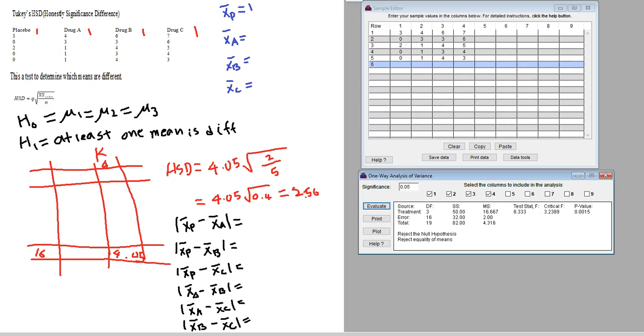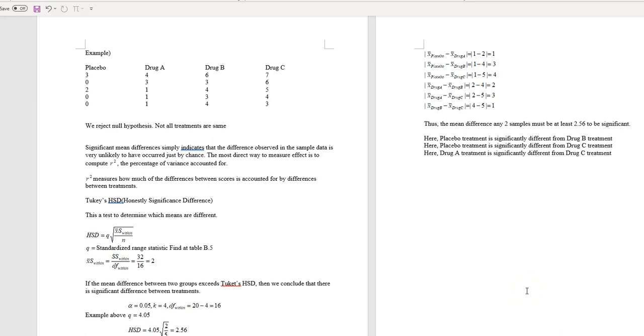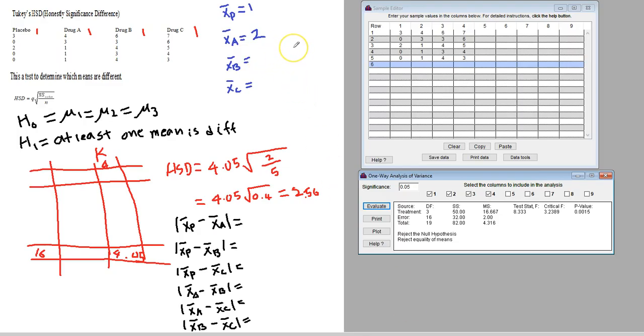We still have blue, right? So this one's 2. And the B and C, I have what? B is 4, and C is 5. So I'm going to write that over here, 4 and 5. So what we're doing here is that we're going to compare these.